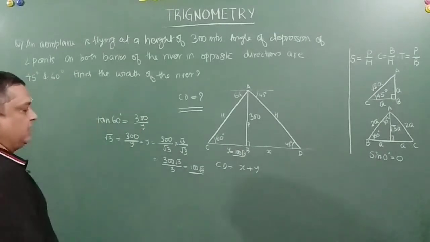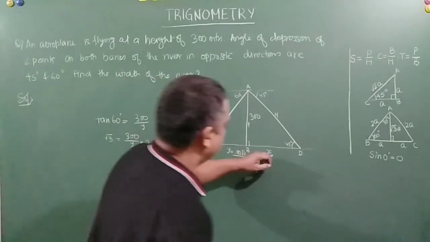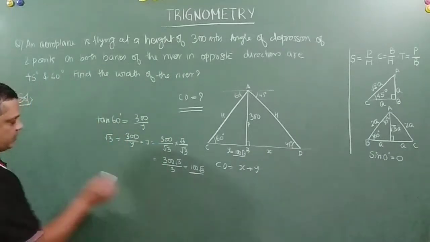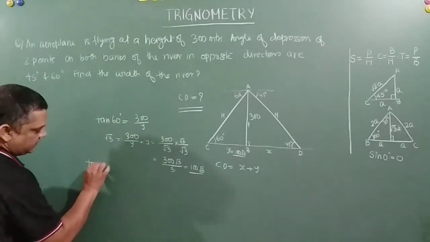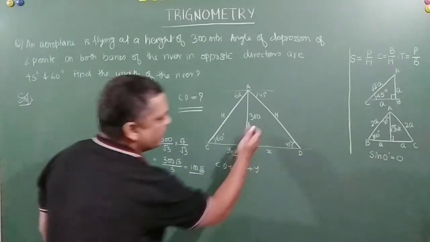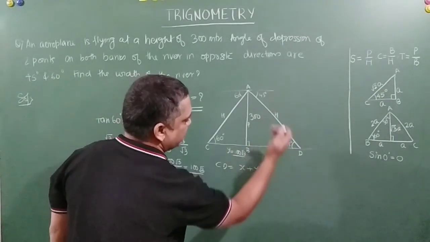You got it? Now, similarly, to find out X, we will use tan 45. Tan 45 is how much, friends? Tan 45 degrees will be how much? Perpendicular by base, that is 300 by X.